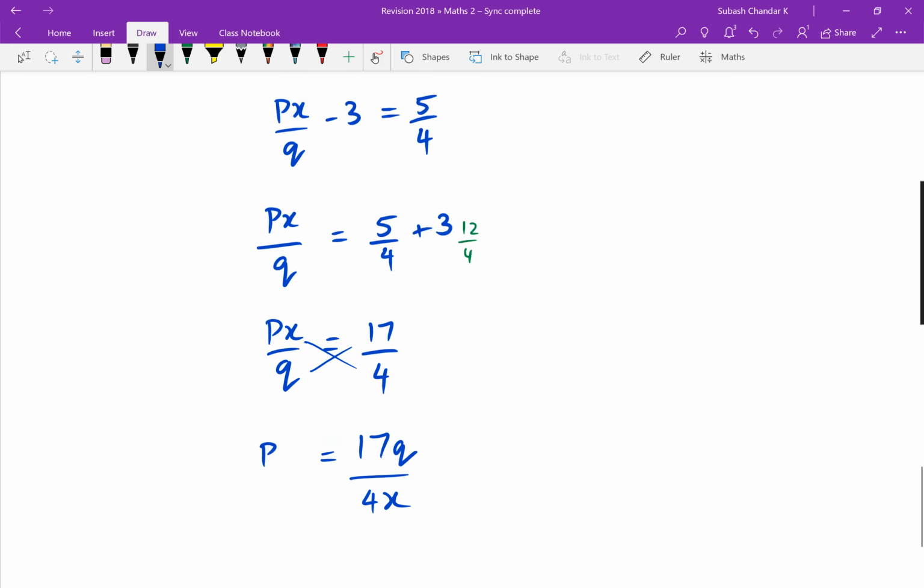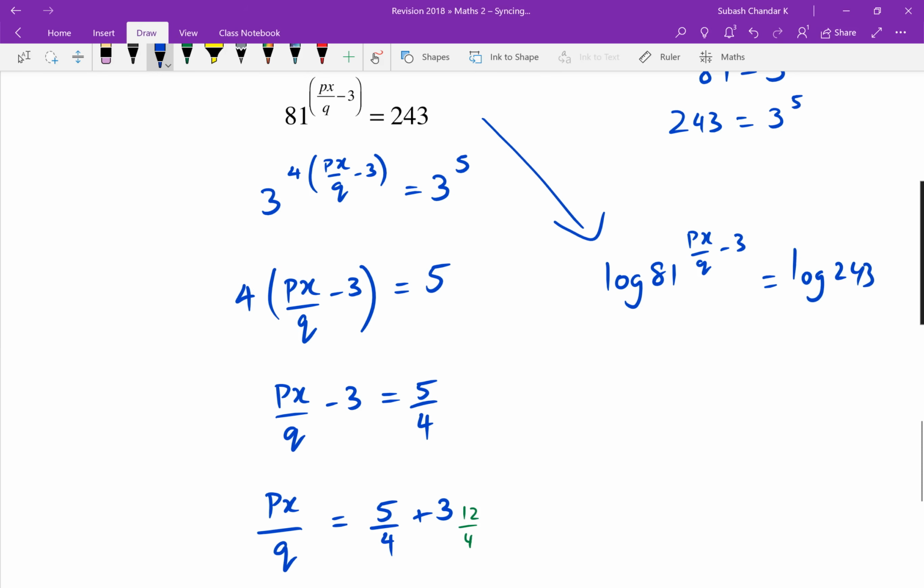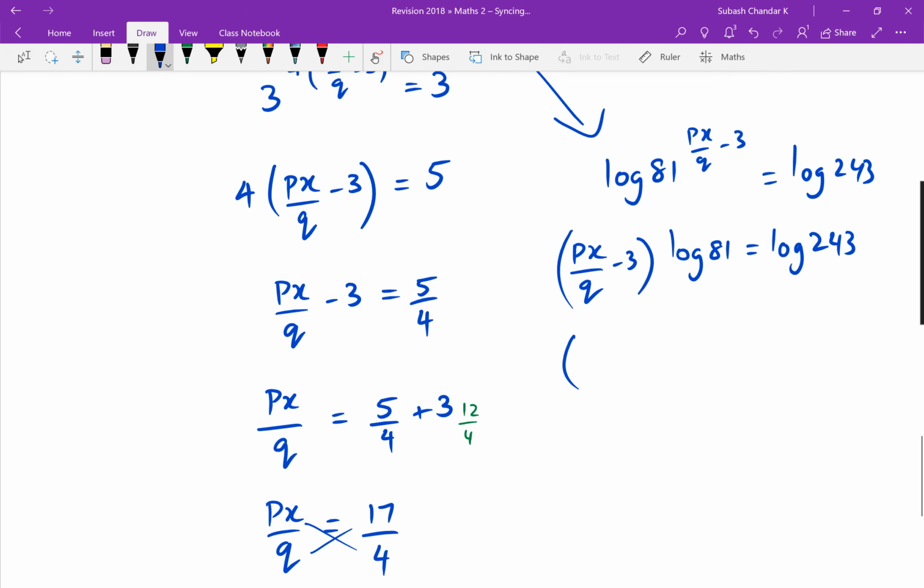If you guys decided to do the log method, it would still look like this. You'd have log 81 to the power of px over q minus 3 equals log 243. Then I can bring the power up front. So I've got px over q minus 3 in a bracket, log 81 equals log 243. And then my next step would be px over q minus 3 equals log 243 divided by log 81.